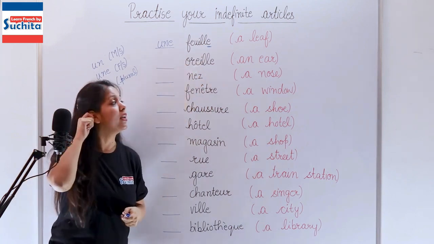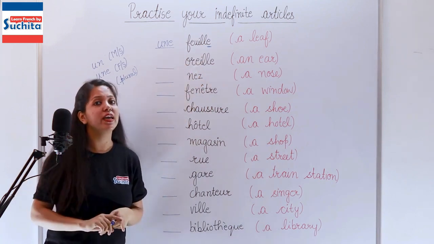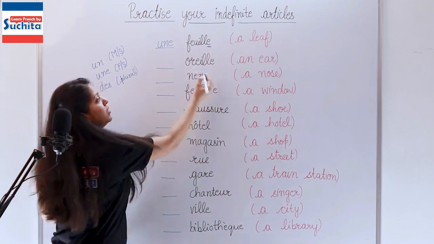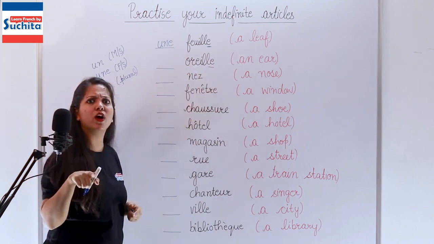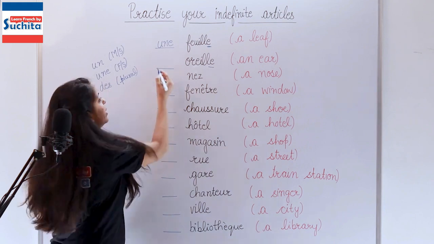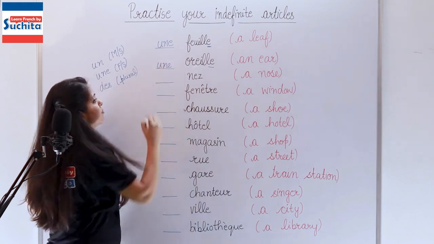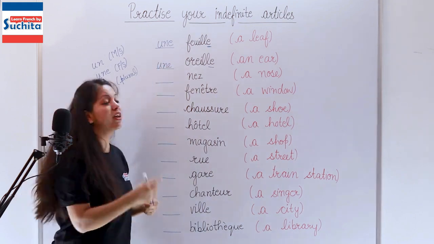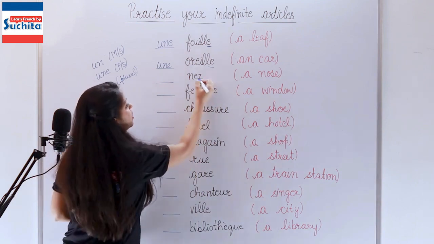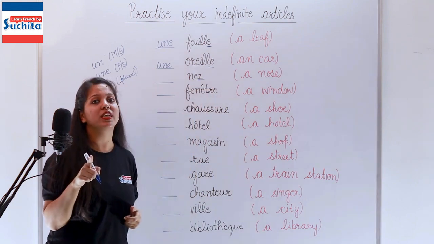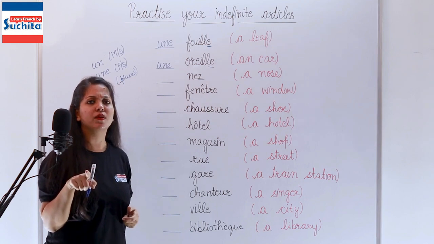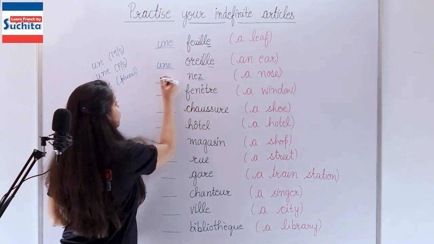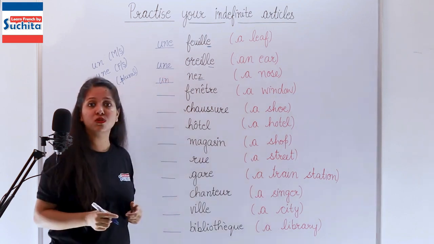Now oreille, oreille. Again, it ends with E. Un oreille, une oreille. Une oreille. Bravo, hein? Allez, on continue avec nez. Now, it doesn't end with E. Un nez, une nez. Un nez. Bah, fantastique, hein? Vous êtes très intelligent.